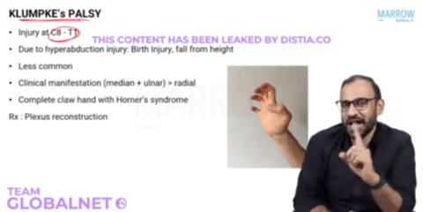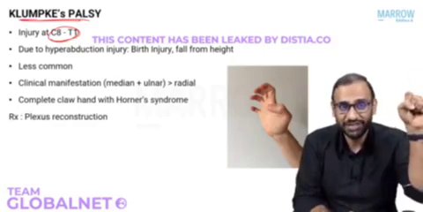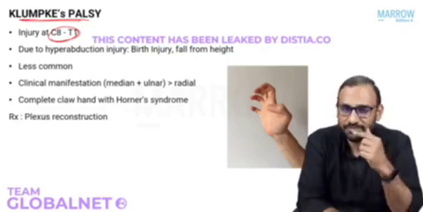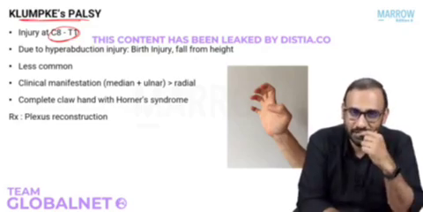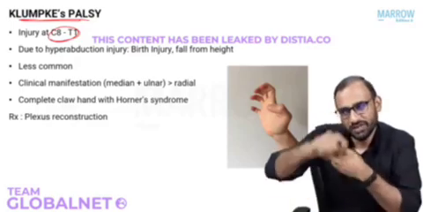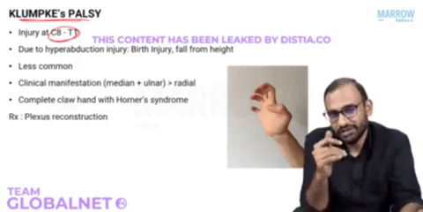Hyperabduction injuries. Falling from height, holding on to an object, suddenly your arm will go into hyperabduction. That kind of injury, number one. Second, birth trauma. Sometimes when there is a breech presentation, the arm will be left inside, and as you're pulling the baby out, the arm will go into hyperabduction. So lower roots and trunks will get injured.